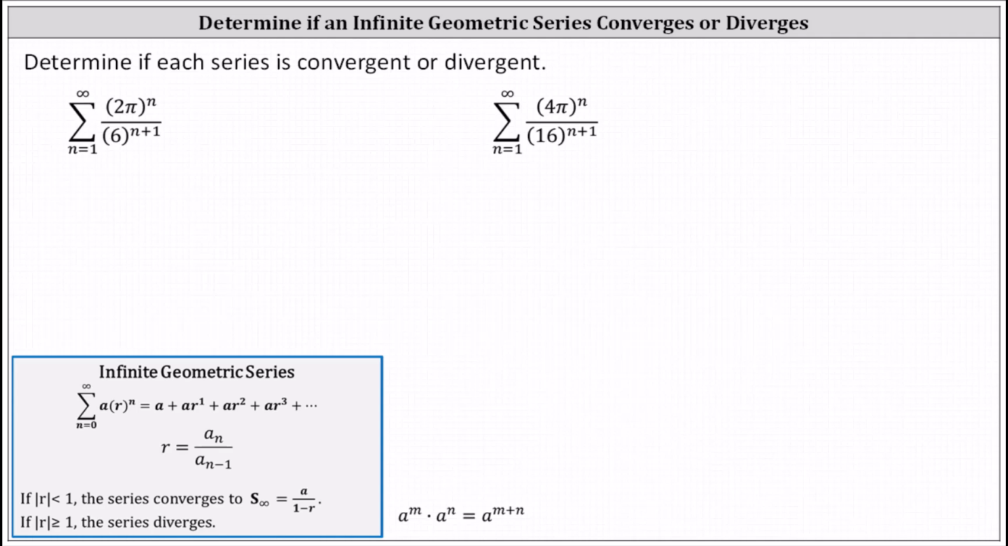Determine if each series is convergent or divergent. For the first example, we have the sum from n equals 1 to infinity of 2 pi to the power of n divided by 6 to the power of n plus 1. This may not look like it, but it's a geometric series.